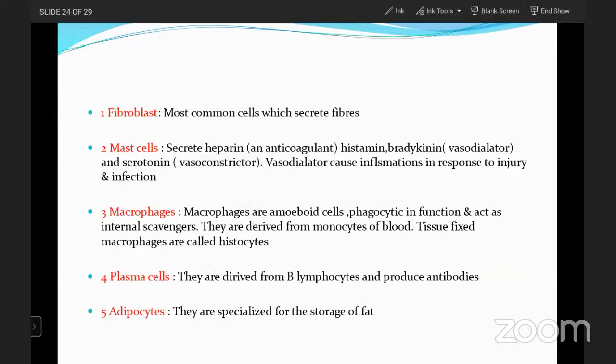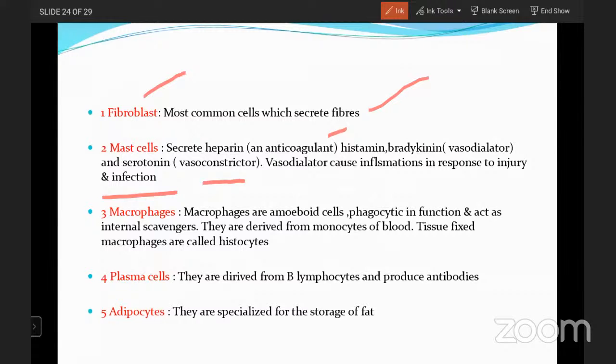The cells of the areolar tissue are, first, fibroblasts. These are the most common cells, which secrete fibers. Fibroblast means they are able to secrete the fibers. Then the mast cells. The mast cells secrete heparin, an anticoagulant, and histamine and bradykinin, which are vasodilators, and serotonin, a vasoconstrictor.